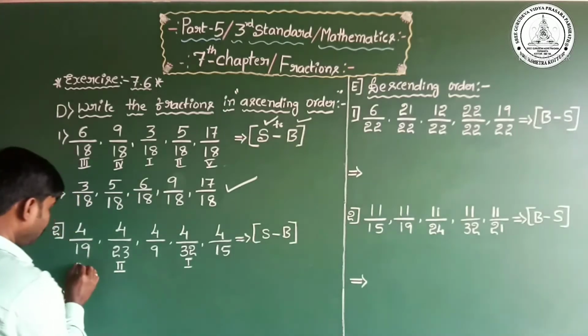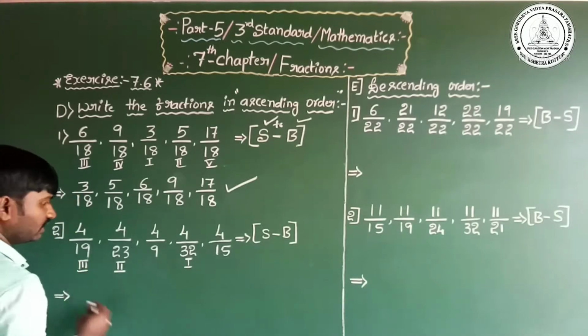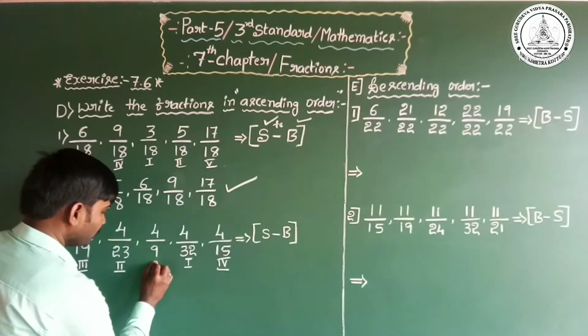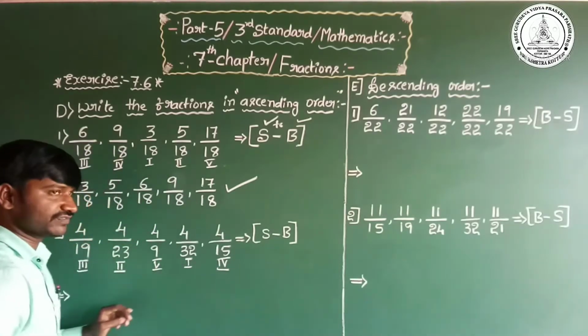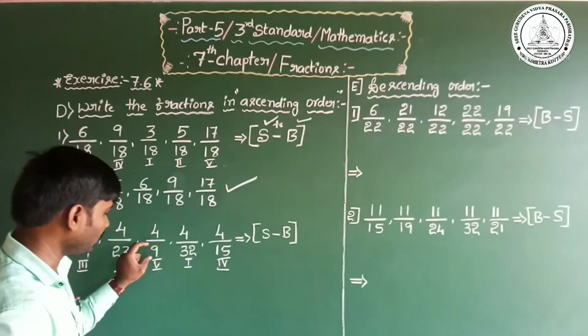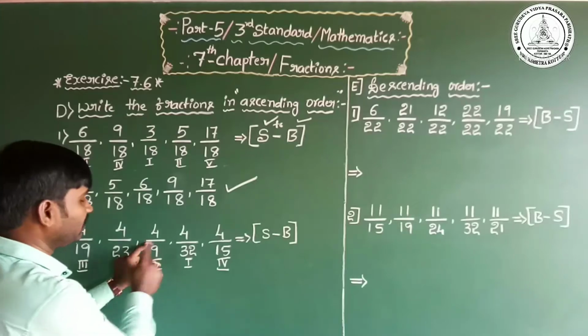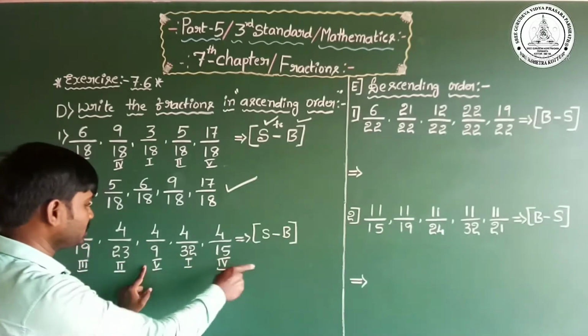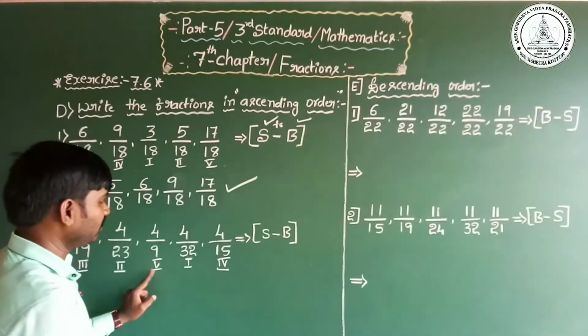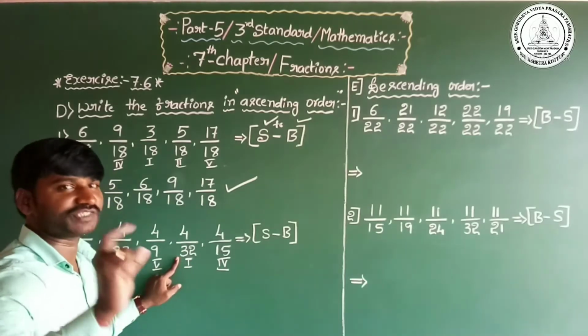The next 19 is the third fraction. The next 15 is fourth. The next 4 by 9 is fifth. Because why? When the numerators are the same, which fraction is smaller? The one with the greater denominator. Compare these denominators. 4 by 9 is the greater fraction, then 4 by 32 is the smaller fraction.